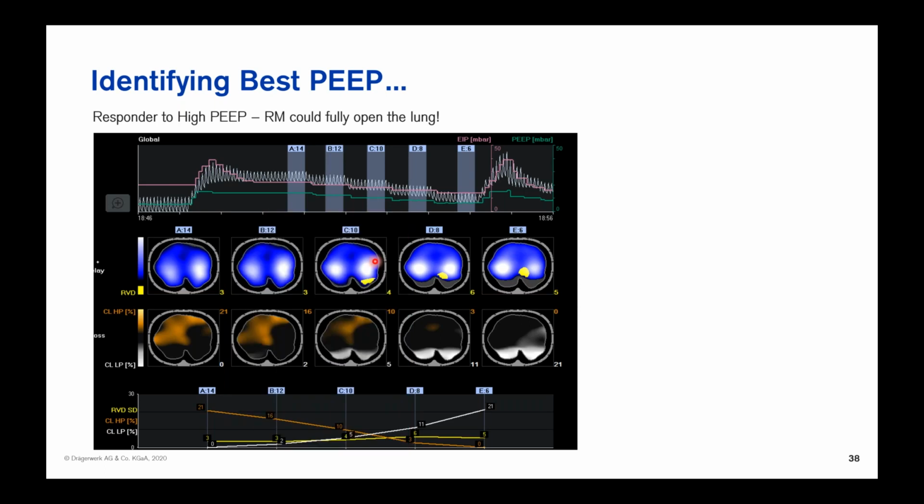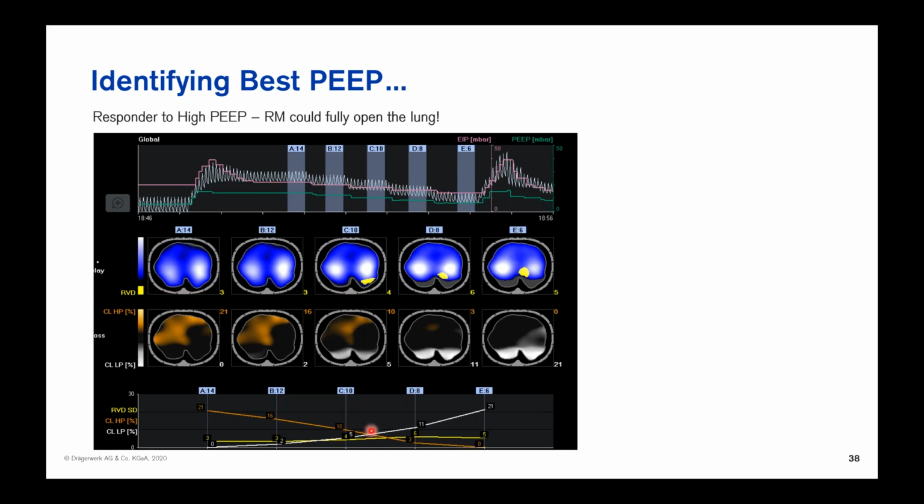And if you check for the PEEP dependency, yes, if you slightly increase the PEEP, the lung will remain open, while when you decrease the PEEP, the lung will completely remain collapsed.